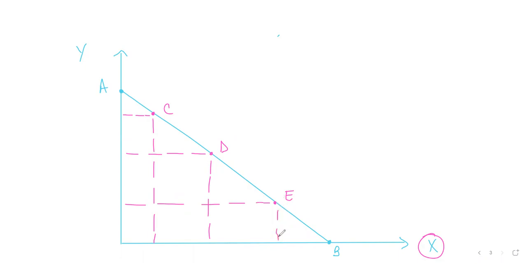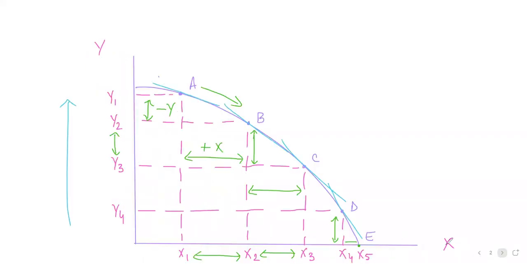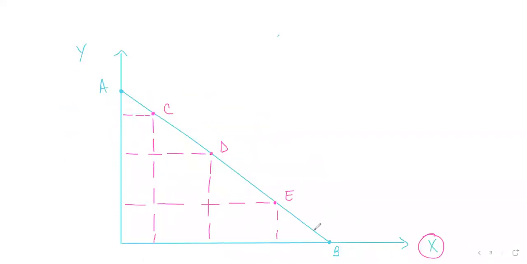Which was not the case in the case of a curve. So it's always increasing opportunity cost there. In this case, we know a straight line has a constant gradient, so opportunity cost is constant.